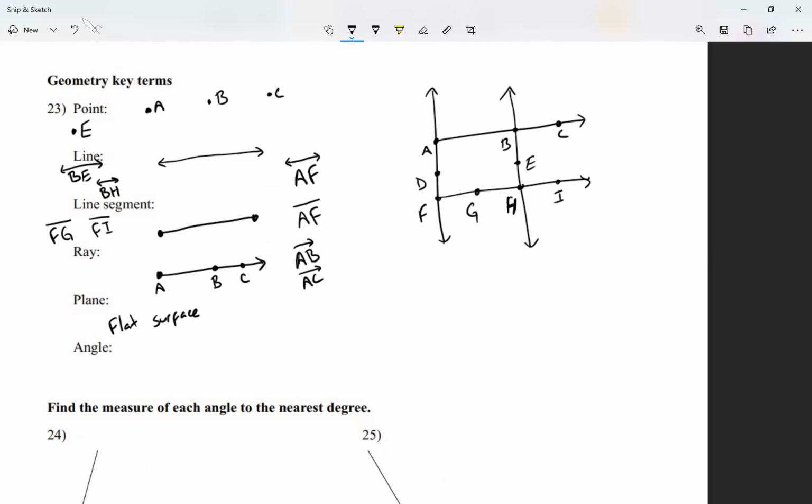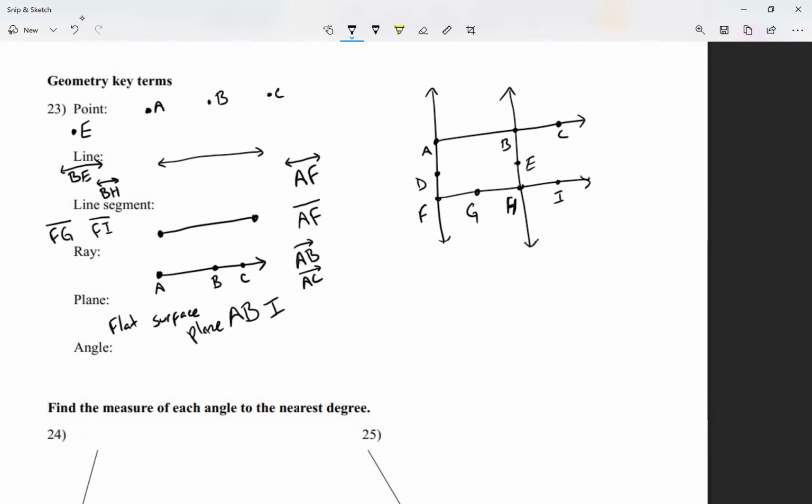Now, for me to name this plane, I'm going to choose three letters that are not connected in a line. Any three letters there, so I can call this the plane ABI. So we'll call this plane ABI.